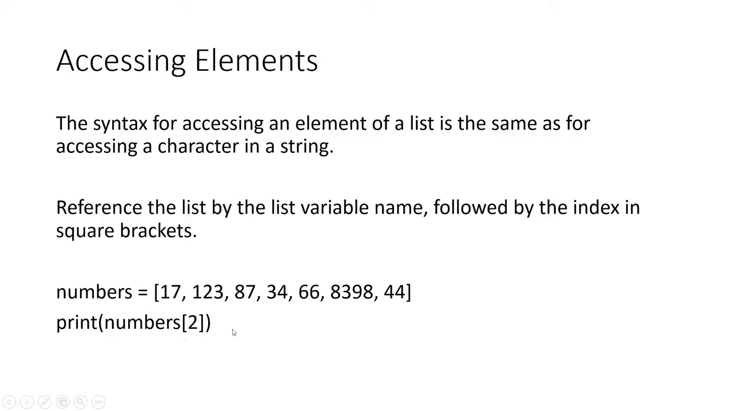Now remember, indexes, just as with strings, are zero indexed. So if we ask for numbers sub 2, what are we going to return? In this case, it'll be 87. Numbers sub 0 would be 17, numbers sub 1 would be 123, and numbers sub 2 would be 87.